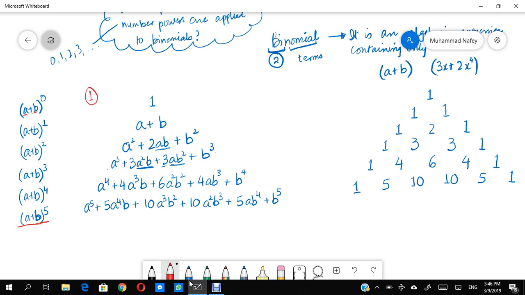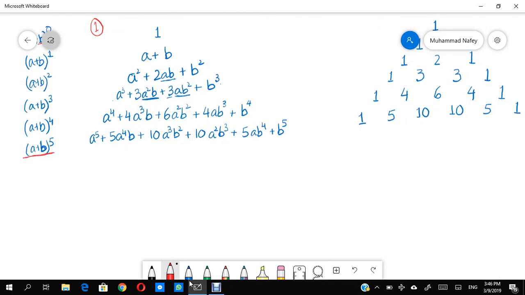This means that if I have a plus b to the power of n, let's say, what is the number of terms that I'll get? Yes, I'll have n plus 1 terms. So the first observation that we can make from this triangle is that the total number of terms is equal to n add 1. Now let's come to the second thing, and that is the arrangement of powers of the individual terms of the binomial.